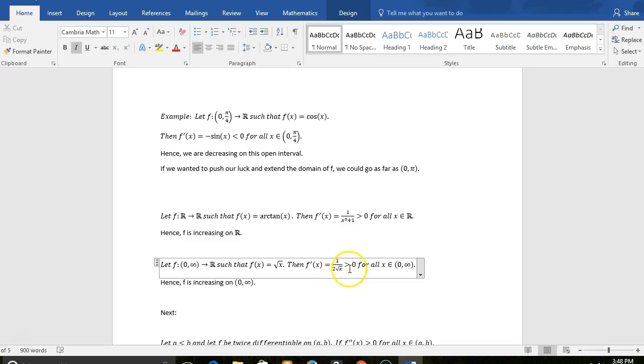But that's always positive. Square root's always positive. That's going to be always positive for all x in the positives. By the way, guys, x has to be positive for this to even be defined at all. Hence, f is increasing on the positives. So that's a really cool result to me.